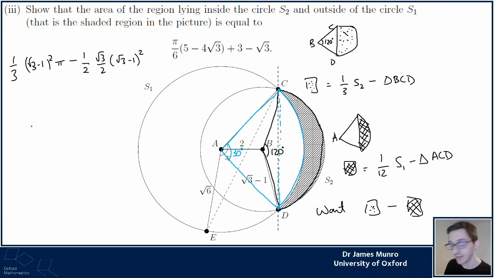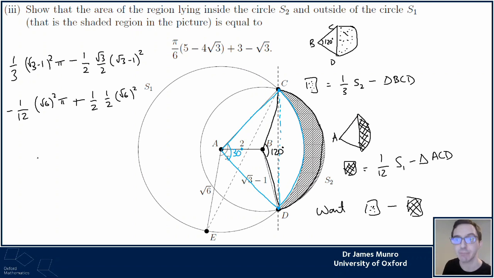I need to subtract the cross-hatched area, which is 1/12 of the area of S1. S1 has radius √6, and then plus, because I'm subtracting the cross-hatched area and it contains a minus sign here, the area of triangle ACD, 1/2 of sine of 30 degrees. Same idea. Sine of 30 degrees is 1/2, of √6 squared. Okay, so let's try and simplify this.